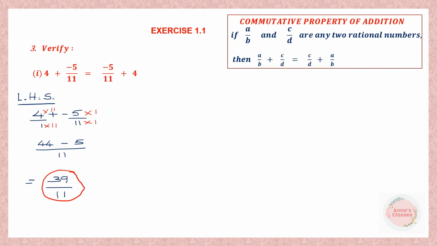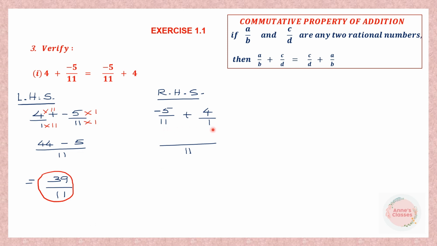Now let's work out the right hand side. So now this is the right hand side. We're going to work out the right hand side here. RHS means right hand side. Okay, so now let's work that out and see. Minus 5 by 11 plus 4. Let's give 4 the denominator 1. Now the LCM here will be 11 because one number is 1 and the other number is 11. So whenever you have denominators like this, the other number will become the LCM.